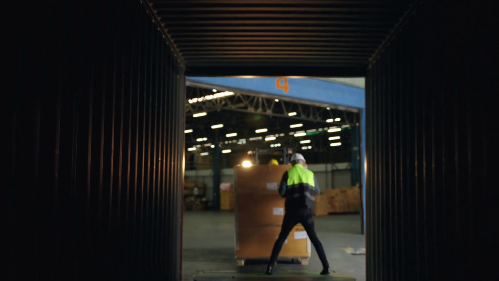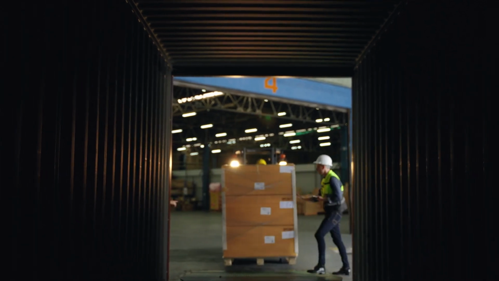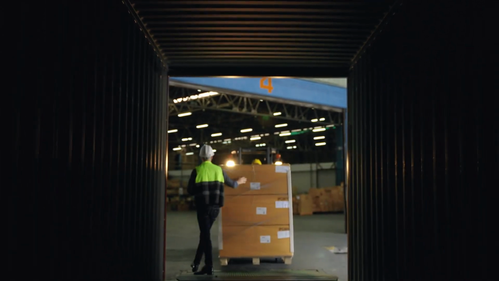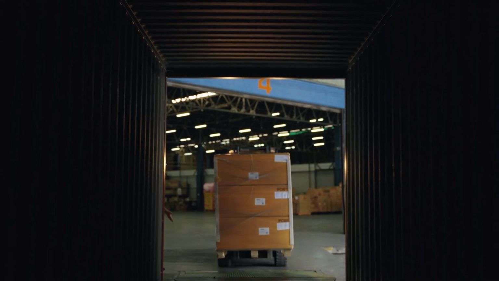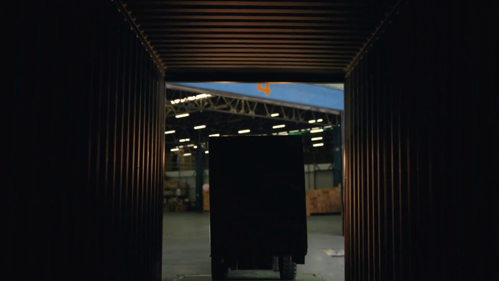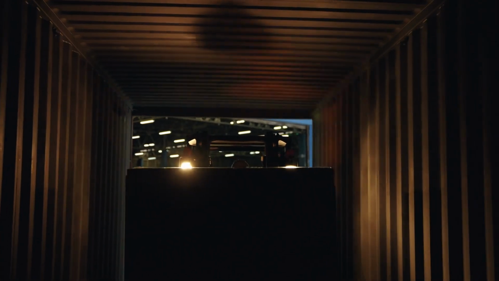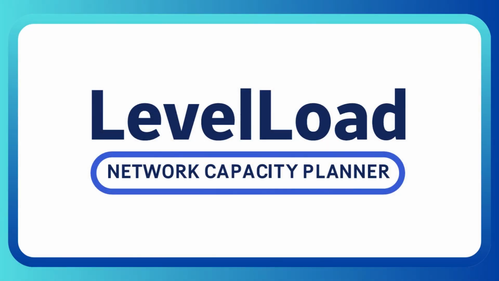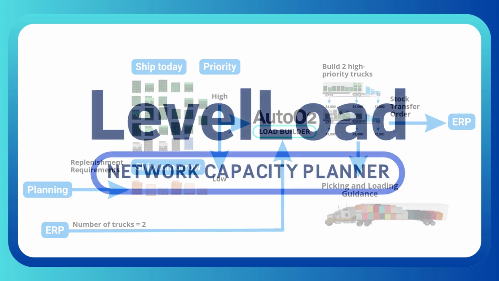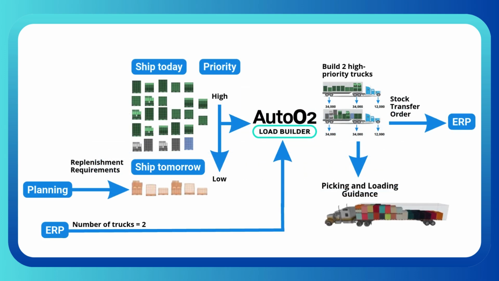Later, much closer to the carrier pickup day, the loads are defined by AutoO2 using the latest supply planning information. That is, it will be much more attuned to customer needs closer to the shipment time, driving improved customer order fill. LevelLoad has prescribed the number of trucks earlier in the week. Now AutoO2 fills these loads. In this example, there are only 2 trucks available, so AutoO2 prioritizes the most needed product.